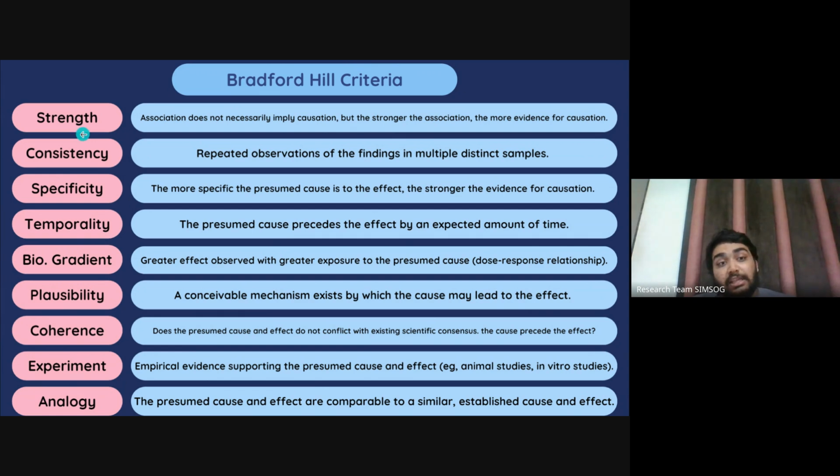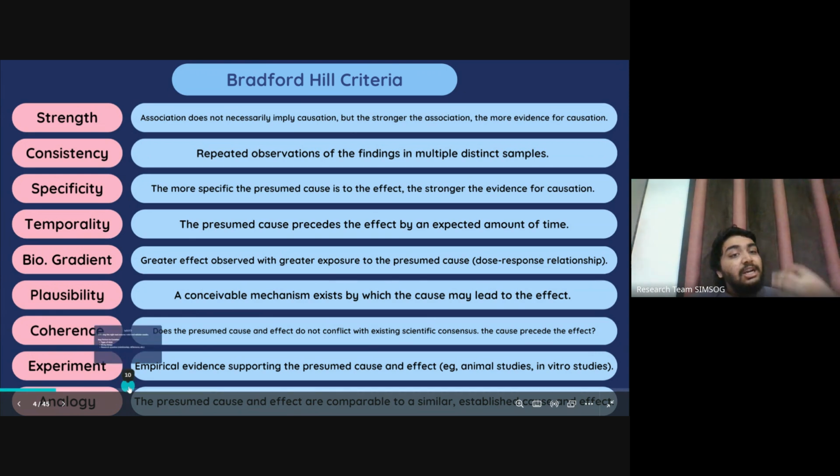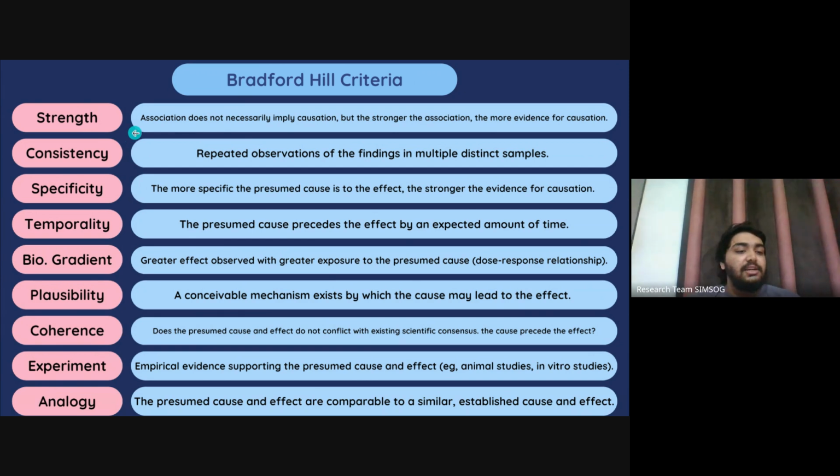Again, one particular presumed cause-effect relation might not adhere to all of them, but it is on us to decide, or to check how many it does adhere to. And you have to use your experience and knowledge. The senior researchers or stalwarts in the field do that.